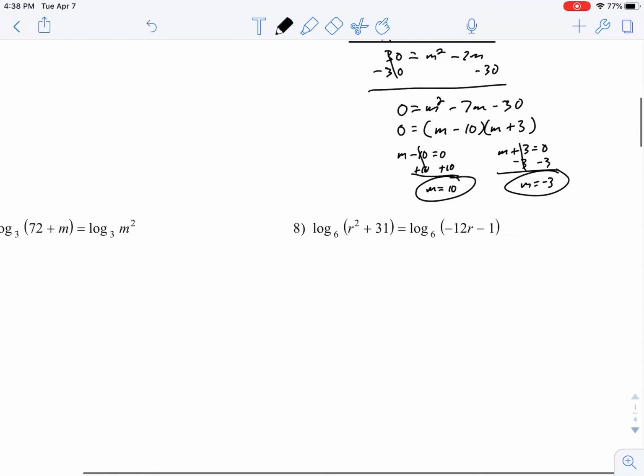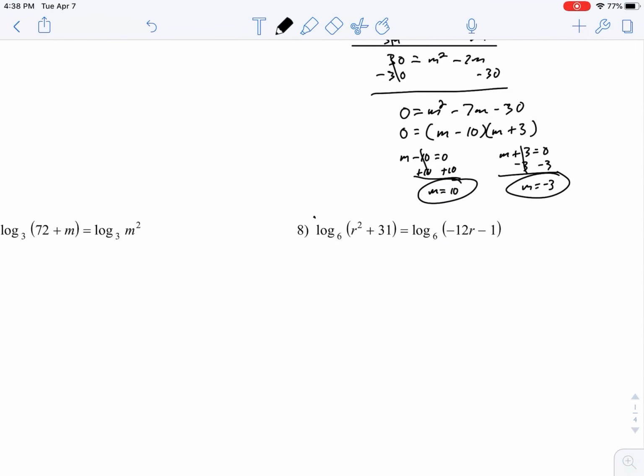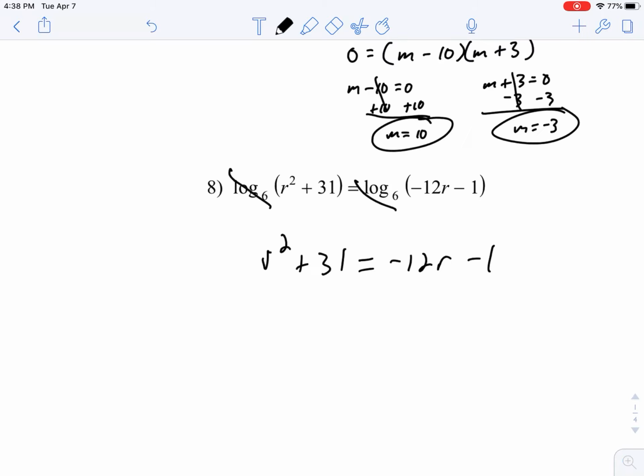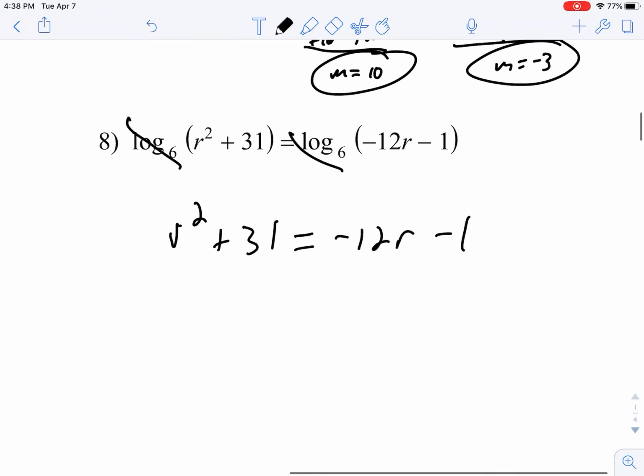All right, let's look at number 8. These cross out. R squared plus 31 equals negative 12r minus 1. Again, it's a quadratic. We need one side to equal 0. Since the r squared is already on the left, hold on, I gotta make that r look more like an r.